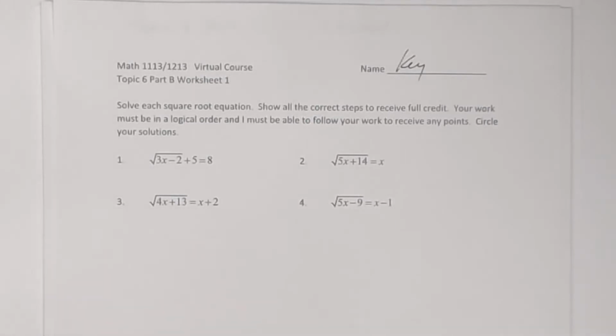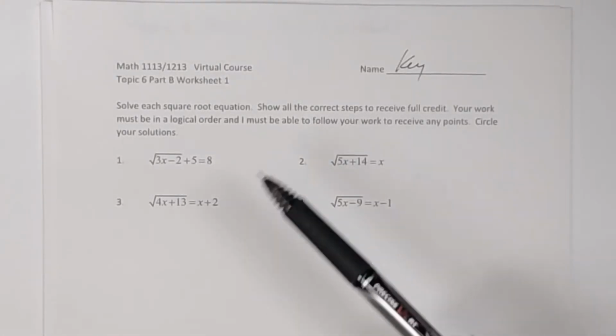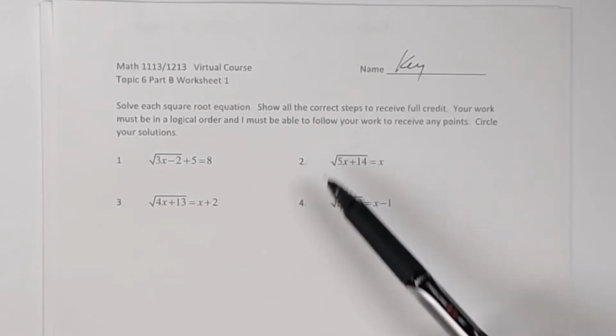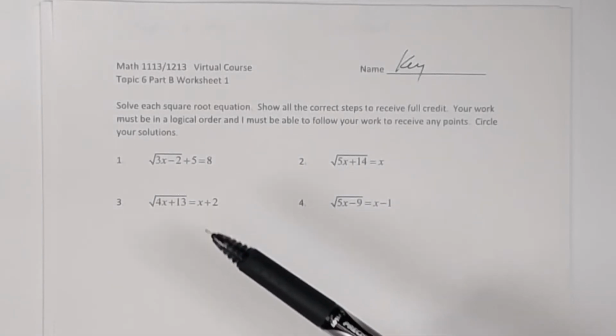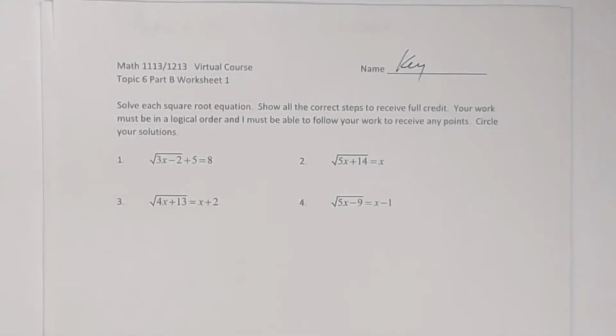This is a key to worksheet 1 on topic 6, part B. And on this worksheet, you are solving each of these square root equations. And so let's look at number 1. So number 1, we have this problem.